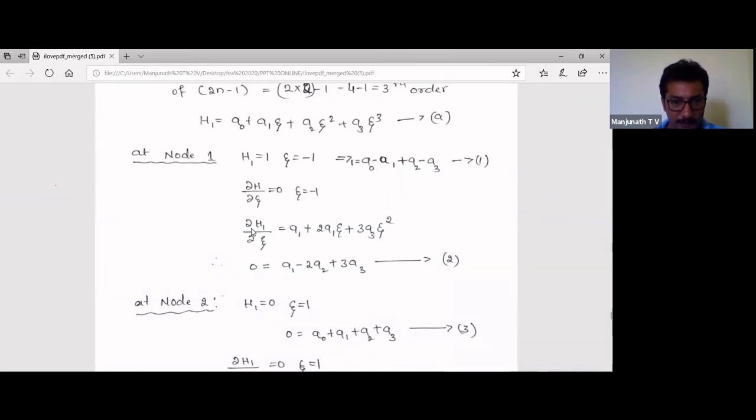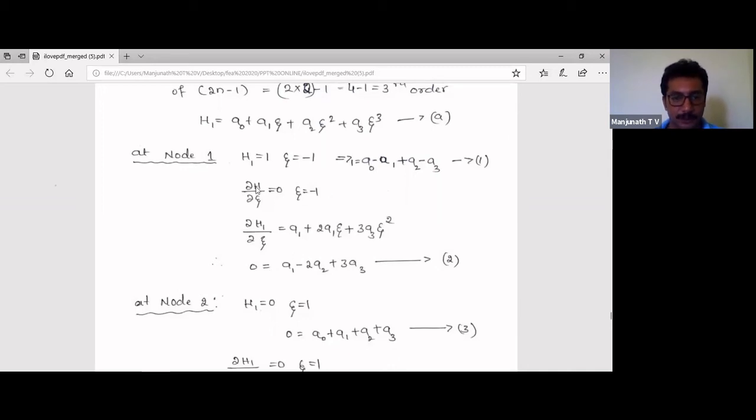So dou h1 divided by dou zeta is equal to, if you differentiate, the differentiation of the constant gives 0, plus the differentiation of zeta is 1, so it remains a1, plus the differentiation of zeta squared becomes 2 a2 zeta, plus the differentiation of zeta cube becomes 3 a3 zeta square. Now in this equation you substitute the values dou h by dou zeta equal to 0 and zeta equal to minus 1.